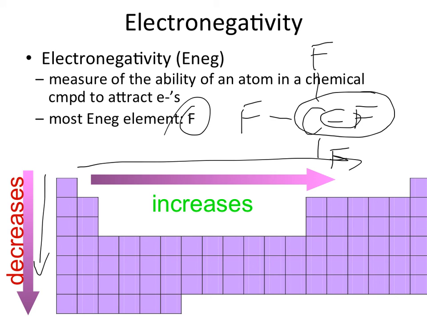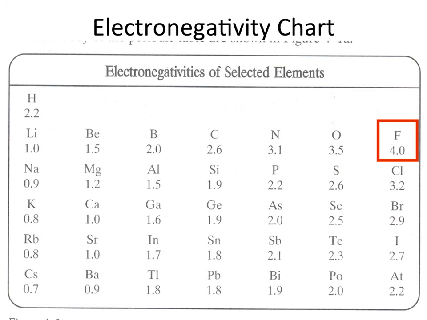Top to bottom, your electronegativity is going to be decreasing. Remember, there's more layers, they're bigger atoms. The nucleus is not able to pull on the outer electrons quite as well. That desire of the atom to hold on to electrons or pull electron density towards it is definitely diminished. Okay, here's a little chart with electronegativity values.